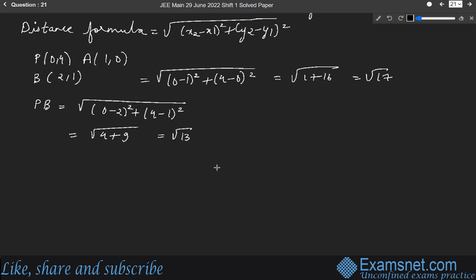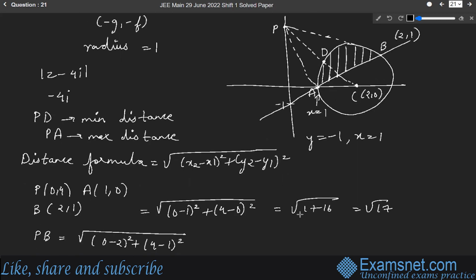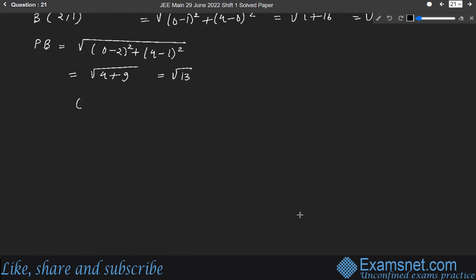All right. We have the values of PA and PB, which are the two tangents. But we want the coordinates of point D. Okay. So let us assume the angle theta. Let us assume the angle which is made by this point is theta, and we know that the center is (2, 0). So if the center is (2, 0) and the angle is theta, we can find the coordinates of point D in parametric form.